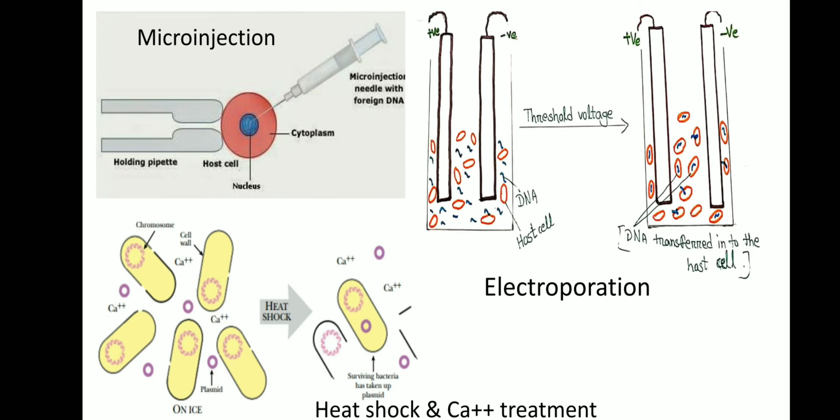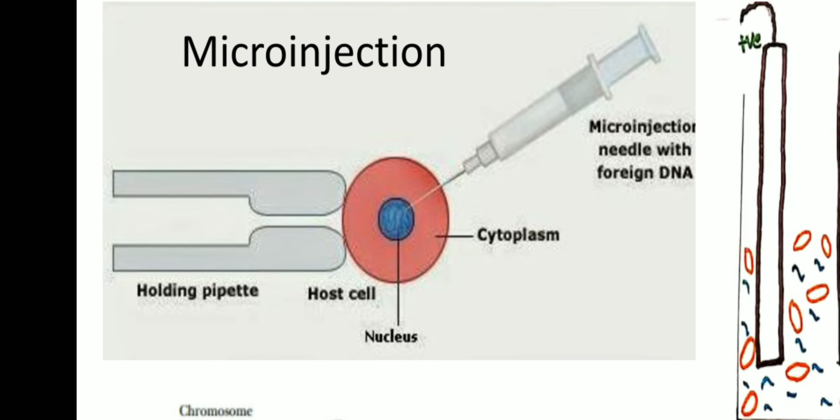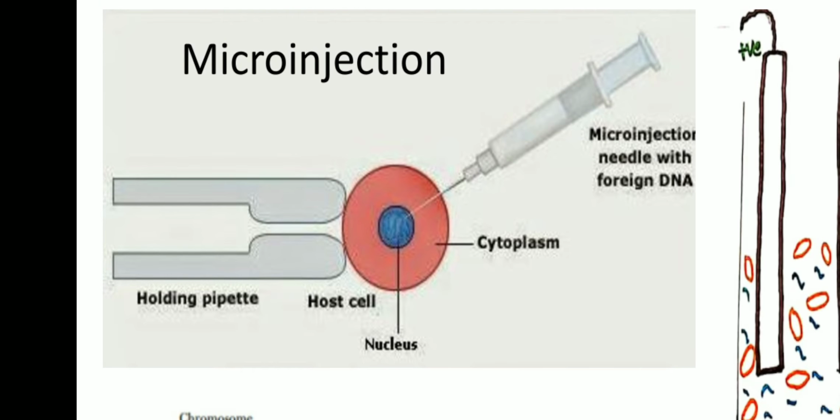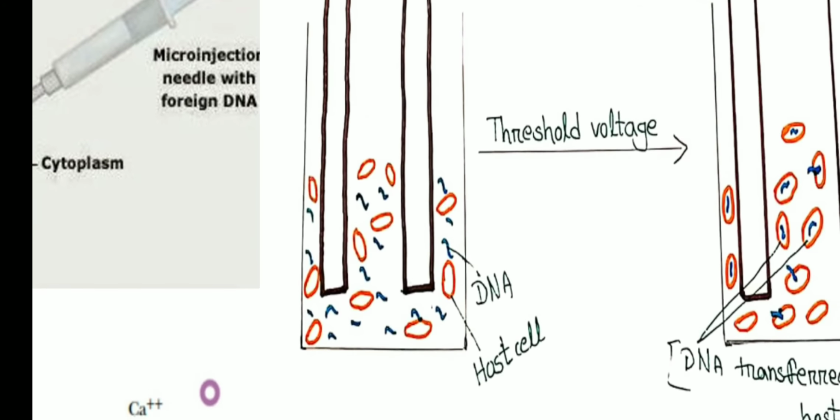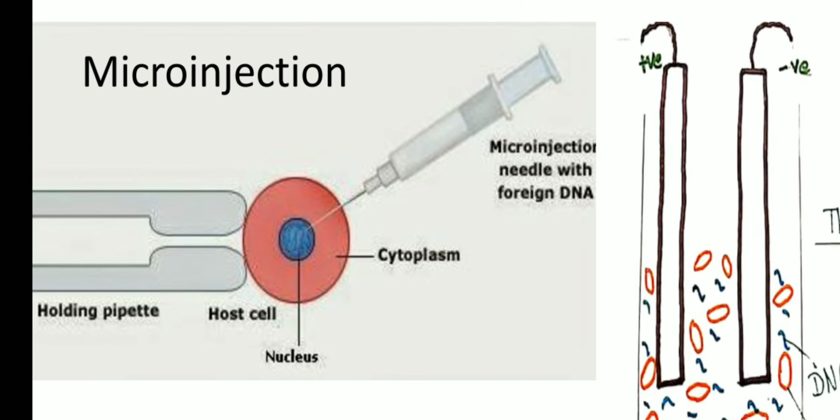In the microinjection process, we take the recombinant DNA into a needle and directly inject it into the nucleus of the host cell, and form multiple copies of transgenic cells. When we transfer the recombinant DNA into the cell, that cell is called a transgenic cell. Now the electroporation process: recombinant DNA is finally transferred into the host cell.